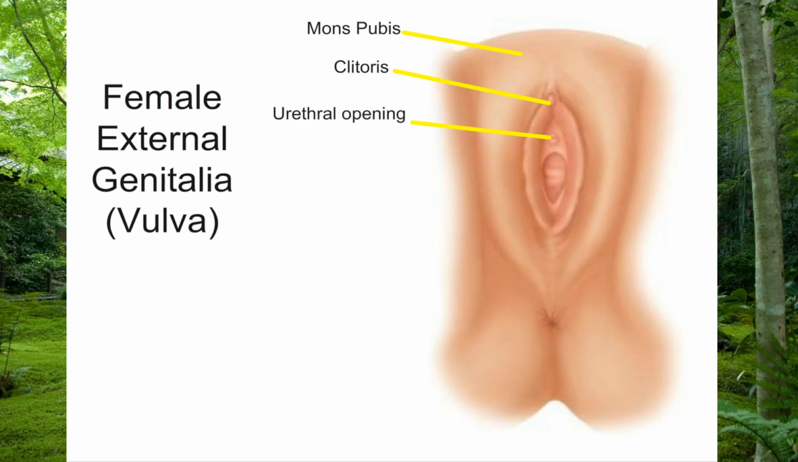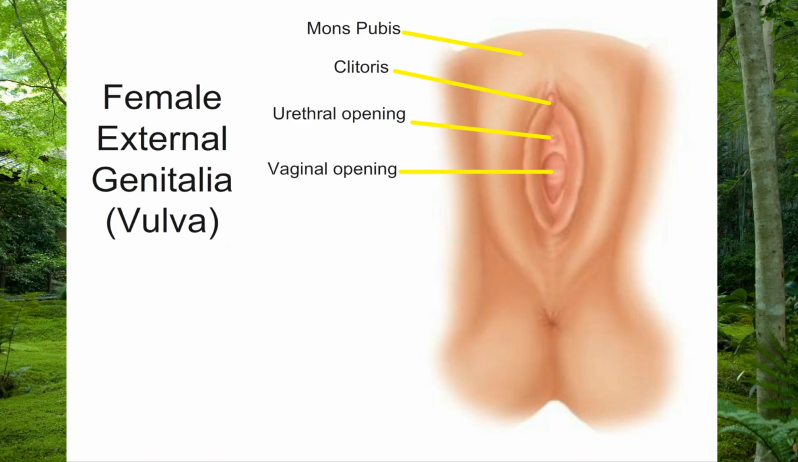Now below the clitoris is the external urethral opening. Remember that females tend to have a very short urethra, and it tends to be fairly close to their anus, and so unlike males, they tend to have a greater incidence of urinary tract infections because bacteria can easily get from the anus into the urethral opening.